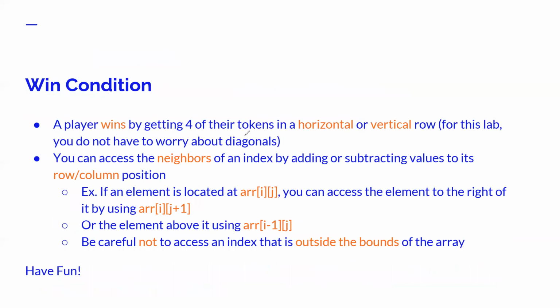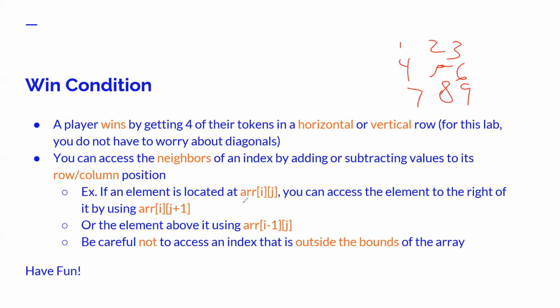Okay, so the win condition. Like I said, you don't have to worry about diagonals, but you have to worry about 4 in a row, so horizontal or vertical. The good thing is there's an easy way to see how this board is laid out, because it's rows and columns. If I had, I'm just gonna make something up, 1, 2, 3, 4, 5, 6, 7, 8, 9, that's 3 rows, 3 columns.